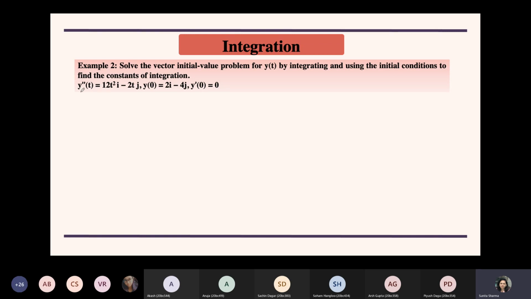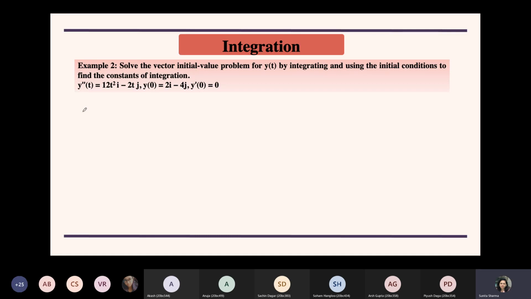So this is giving you y double dash t, and you are also provided with the particular values y(0) and y'(0). You have to find y(t). You can clearly see that you have to integrate this twice. Once, when you integrate the first time, you will get y'. Then when you integrate it again, you are going to get y. So try to do this, then I'll ask.